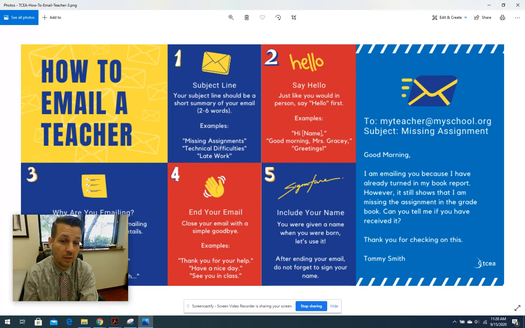Sometimes you could put a word in there like urgent or please help or something like that, but you want to avoid putting the actual message in there. Your teacher will read all of your emails anyway.